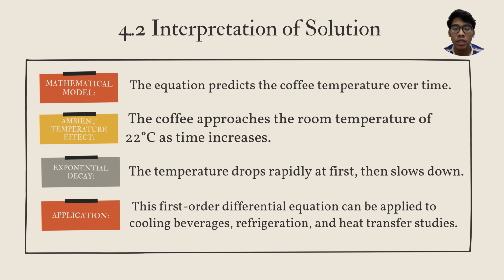Graph analysis of validation. The model equation is T of t equals 22 plus 68 e to the power of negative 0.0573 t. Predicted value at 15 minutes.